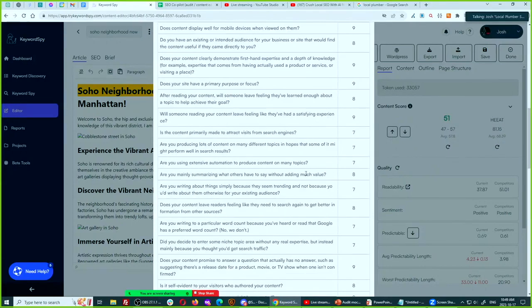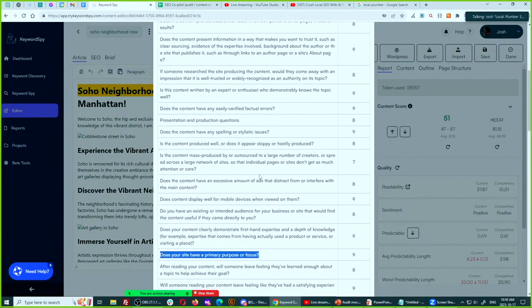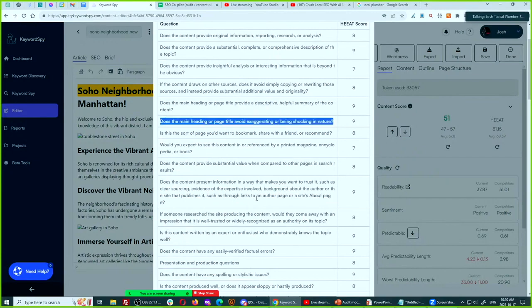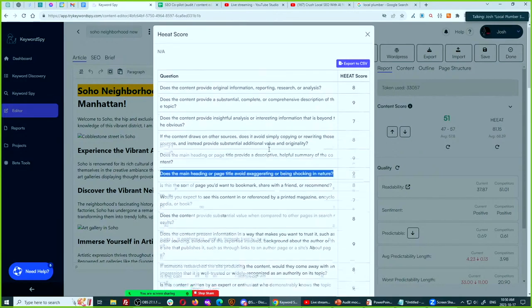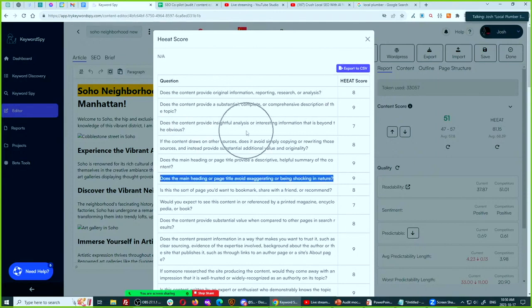Look, it has 8s, 9s, and 7s in terms of like, will someone reading your content leave feeling like they've had a satisfying experience? Yes. Does your site have a primary purpose or focus? Yes, the page does. Does the content have any spelling or stylistic issues? No. It has a 9 out of 10. Does the main heading or page title avoid exaggerating or being shocking in nature? Yes, it does. So these are the things that Google actually asks you for your heat score for being helpful and showing the expertise, experience, authority, and the trust.